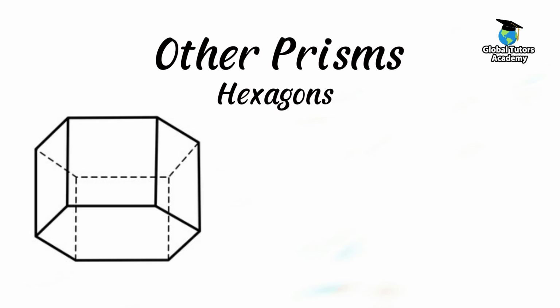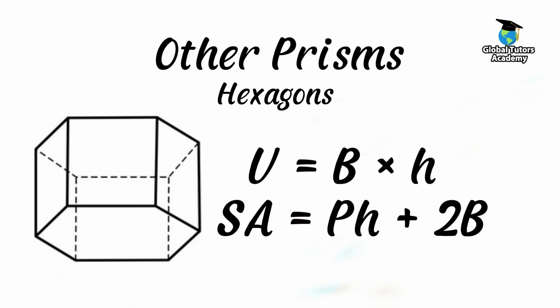For any other prism, like a hexagonal one, volume is the base area times height. While surface area is the perimeter of the base times height plus twice the base area, where P is the perimeter of the base, and B is its area.